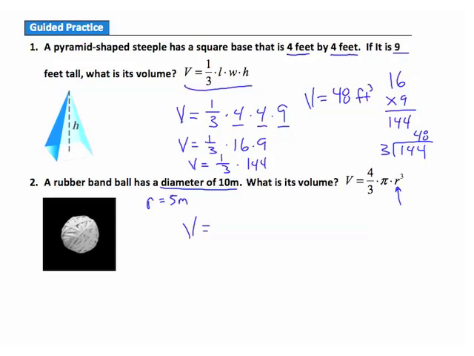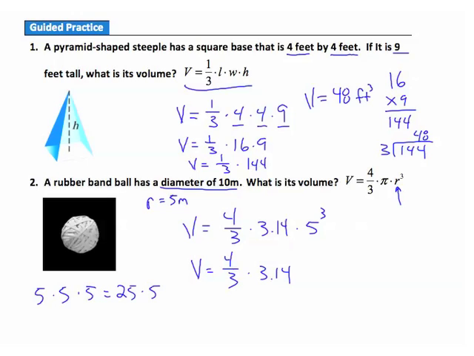So let's see, we have 4/3 times pi, which is 3.14, times, in this case, 5 is the radius, and that's going to be cubed. And so we want to do the exponent first. So we'll get 4/3 times 3.14 times 5 to the third power. Let's take a look at that. That's 5 times 5 times 5. When I multiply those first two 5s together, I get 25. So then I'm going to take 25 times 5, which gives me 125. So I have here times 125.